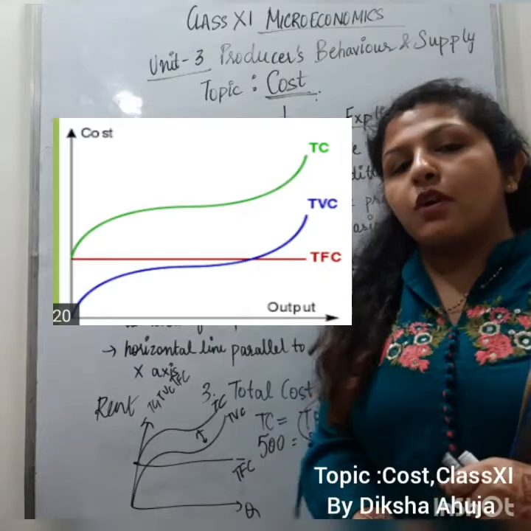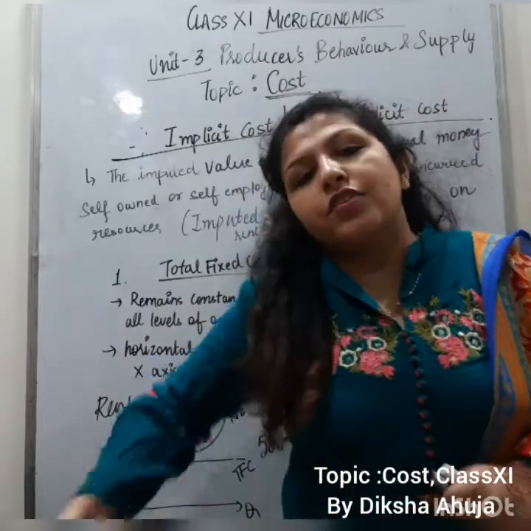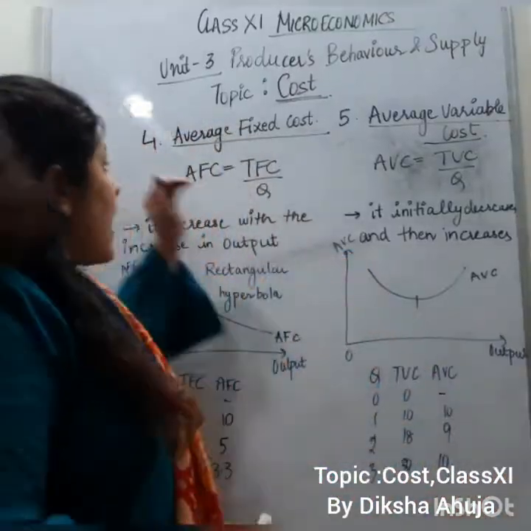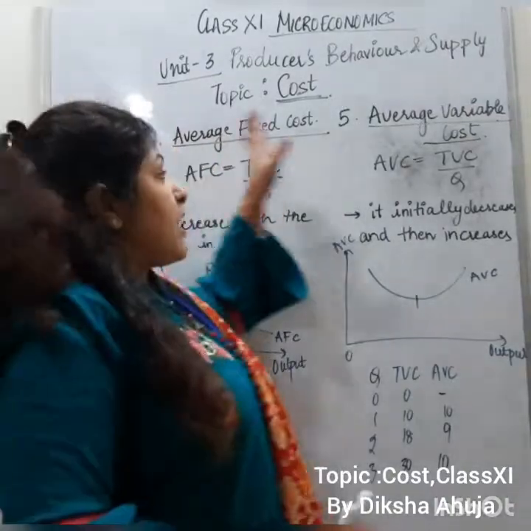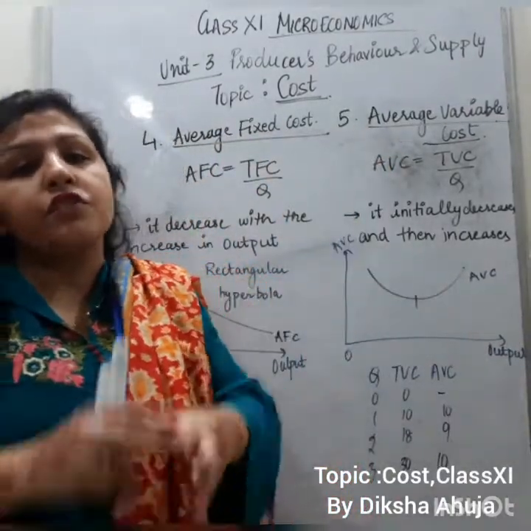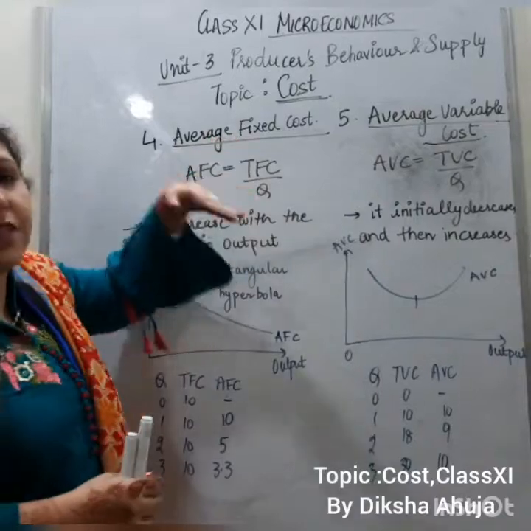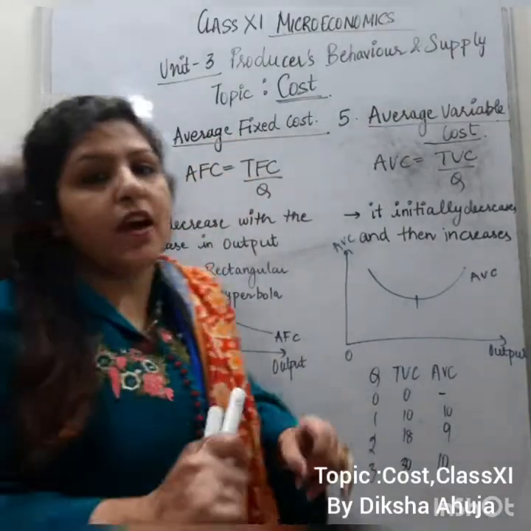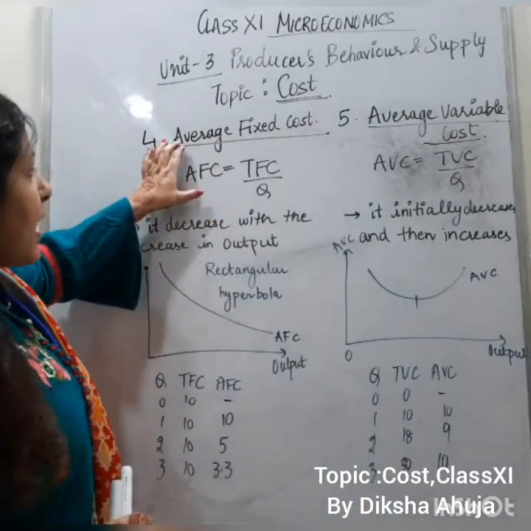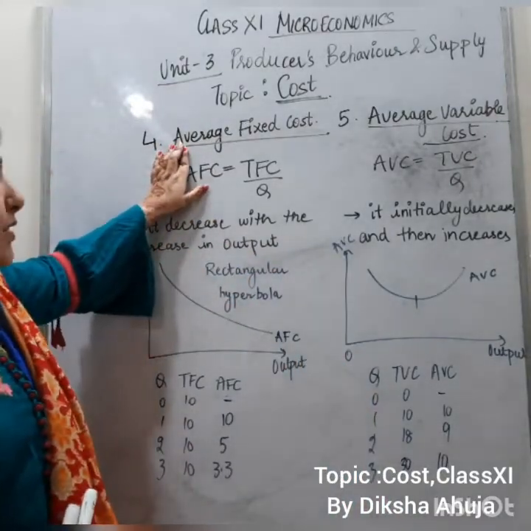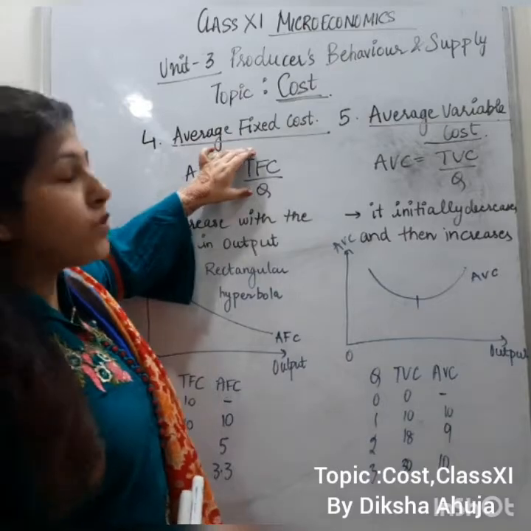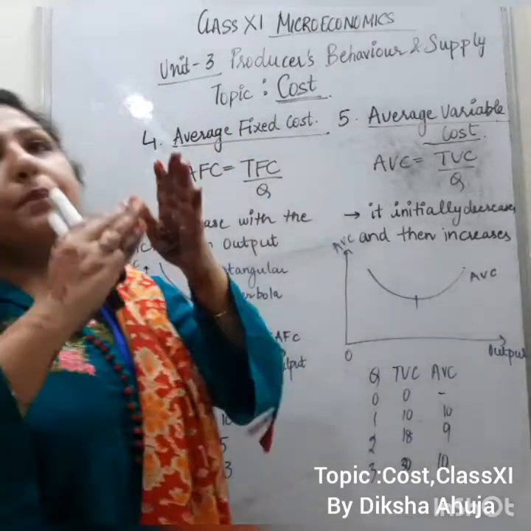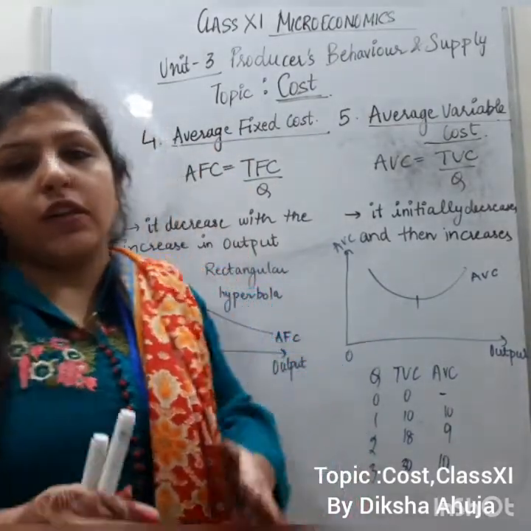So let's talk about the next cost, that is averages. The next costs are average fixed cost, average variable cost, and average total cost. So we have studied fixed cost. Fixed cost says that at all levels it remains constant even when the output is 0. So what do you mean by average? Average fixed cost is the per unit fixed cost of a commodity, right?